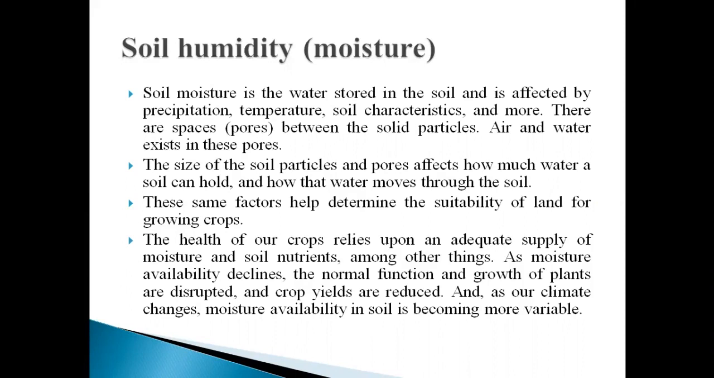The size of the soil particles and pores affects how much water a soil can hold and how that water moves through the soil. These same factors help determine the suitability of land for growing crops. The health of our crops relies upon an adequate supply of moisture and soil nutrients, among other things. As moisture availability declines, the normal function and growth of plants are disrupted and crop yields are reduced. And as our climate changes, moisture availability in soil is becoming more variable.